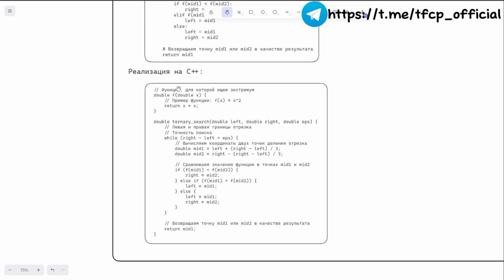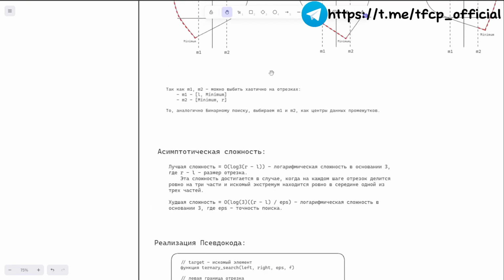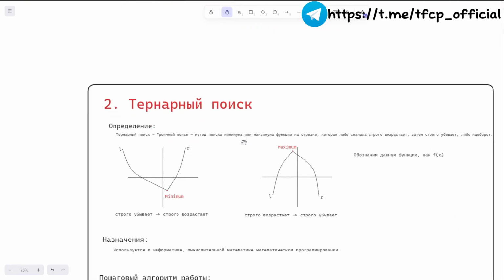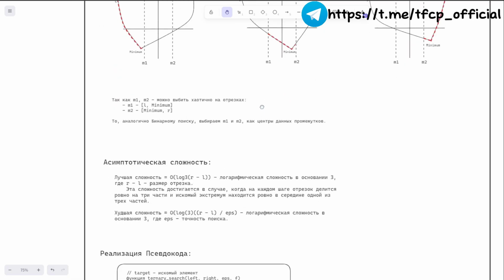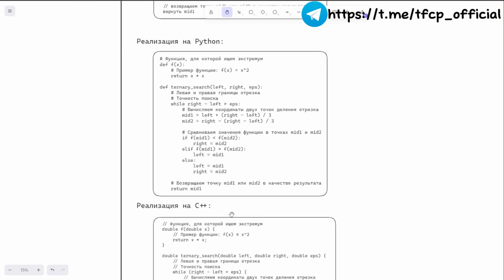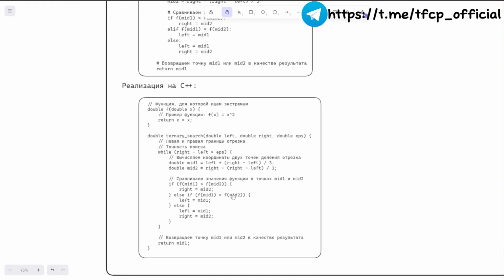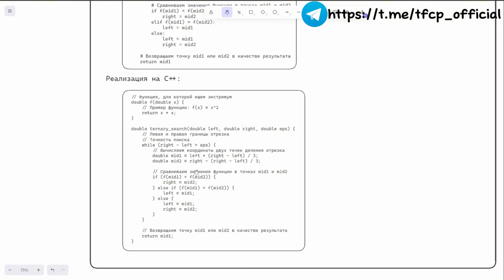Here, you can write any function which does not contradict the rules of using ternary search. The function must decrease and then increase, or first increase and then decrease. If you do everything correctly, use this function according to the given rules, and implement it according to the provided codes, you will get the correct answer.